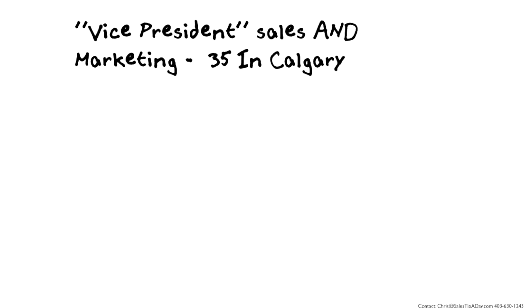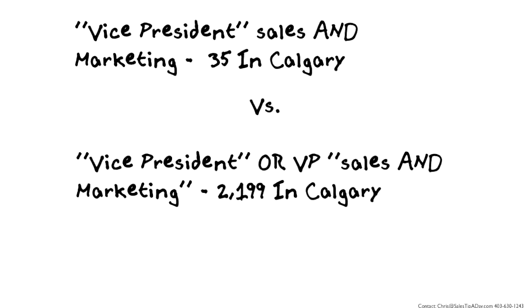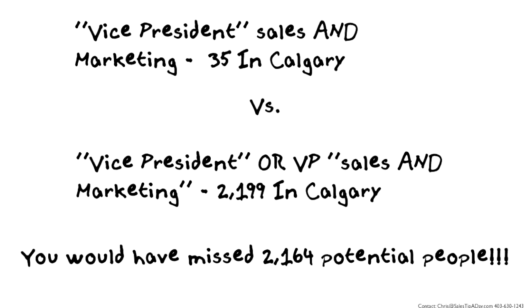To give you an example of this, a while back in Calgary, I searched just on vice president sales and marketing, and it only brought back 35 results for me in the Calgary marketplace where I live. What I did was I expanded it out and once again put vice president in quotations or VP, which broadens it, and sales and marketing. And it brought back almost 2,200 results. So when you think about this, I would have missed out on a potential of 2,164 potential people.